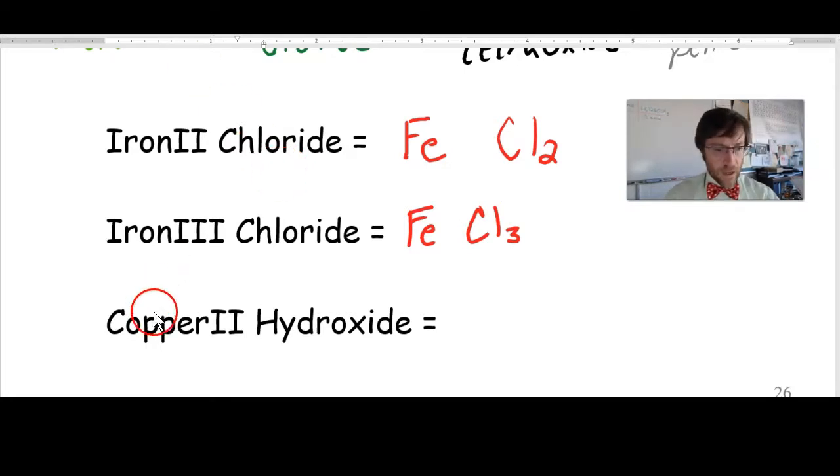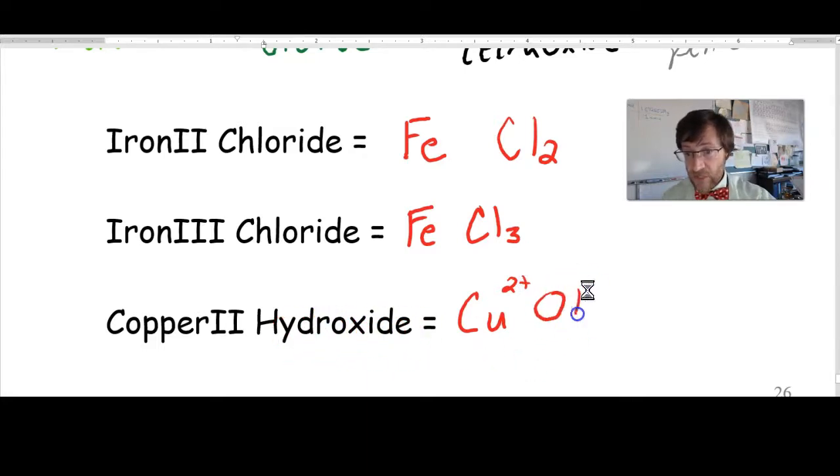Now this one, copper 2 hydroxide, we're going to have copper with a 2+, and hydroxide. That is a polyatomic ion. That is OH with a -1 charge. Table E. It's all there on Table E.